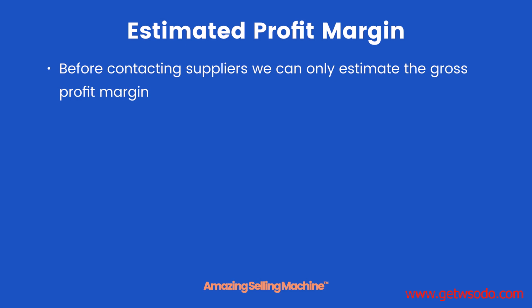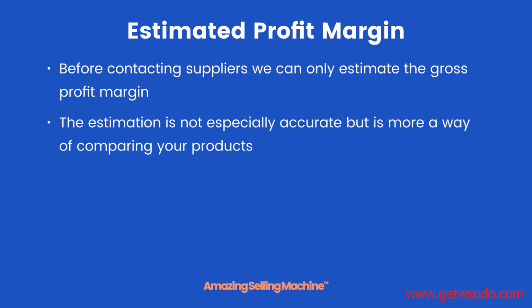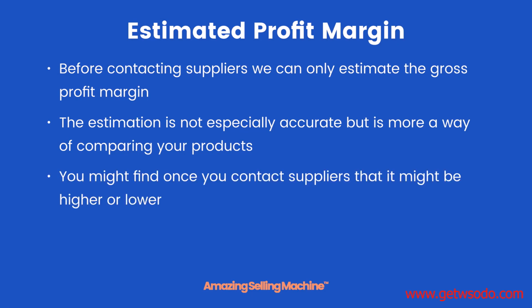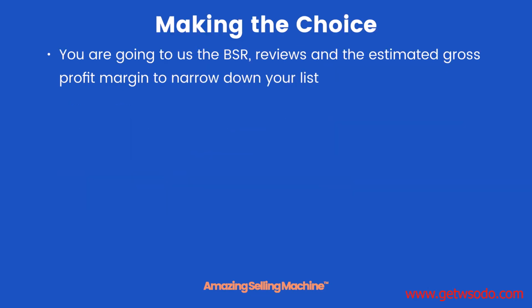Before contacting suppliers, we can only estimate the gross profit margin. The estimation is not especially accurate, but is more a way of helping to compare your products. You might find once you contact suppliers that it might be higher or lower, and you'll discover that in the next module.